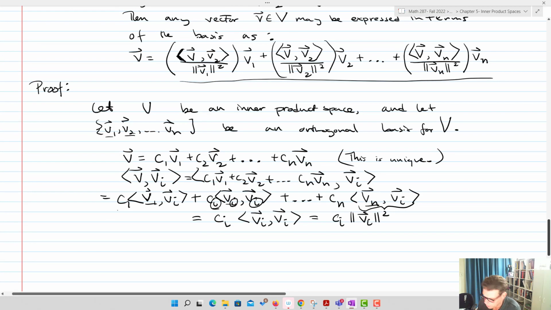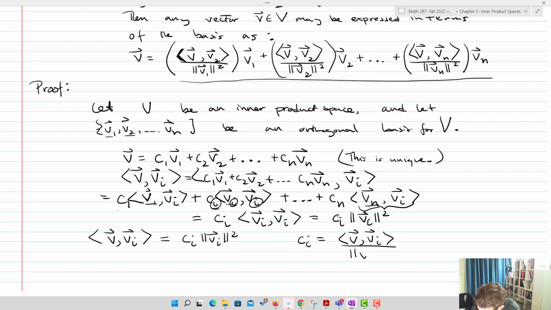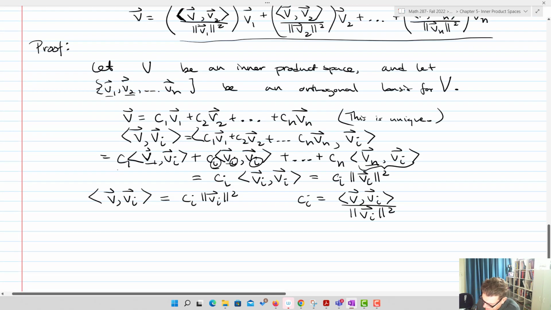So what does that mean for us? Well, it means that V can be expressed as follows. If I rewrite, the inner product of V with Vi is going to equal Ci times the norm of Vi squared. So to find Ci, it's going to equal the inner product of V with Vi over the norm of Vi squared. And so that's each of the scalars inside of the vector V.